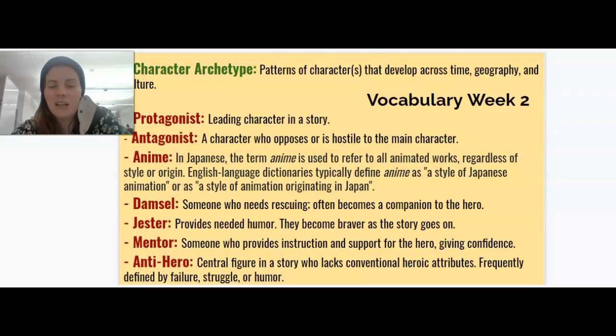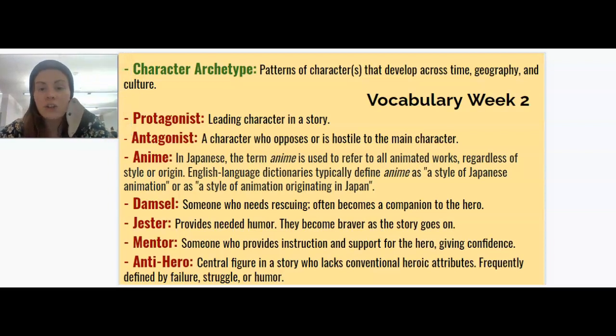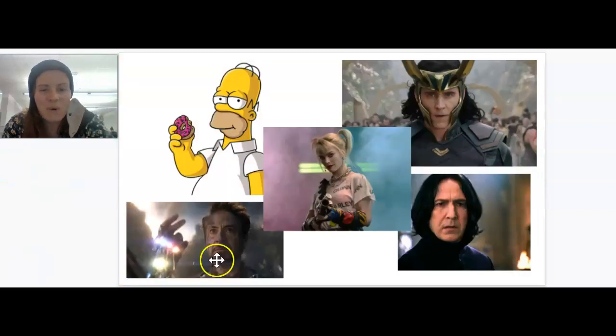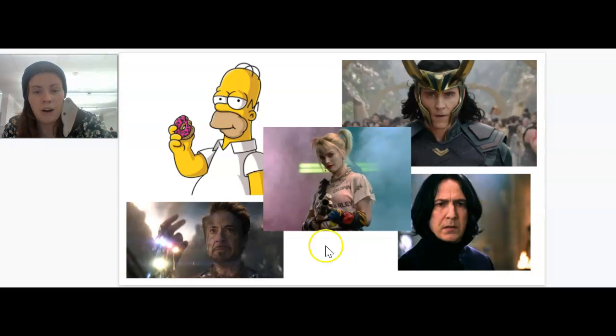Our last character archetype is going to be anti-hero. So an anti-hero is a central figure in a story who lacks conventional heroic attributes. They're frequently maybe defined by their failure, their struggle, or their humor. If you've seen any of the Jessica Jones Marvel shows, that is an anti-hero. Let me show you a few more examples. Harley Quinn, Homer Simpson, Loki. I'm kind of on a Marvel kick right now, apparently. Unpopular opinion, fight me on it, Snape from Harry Potter, and of course, Tony Stark.